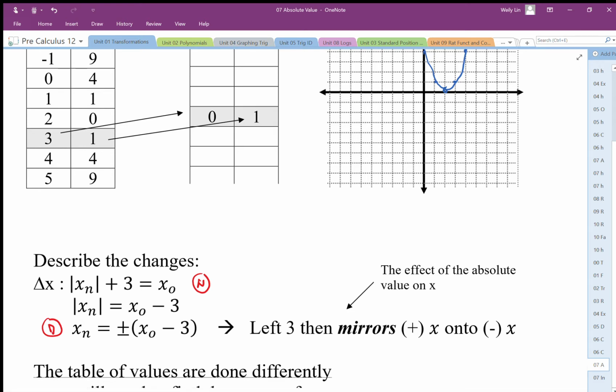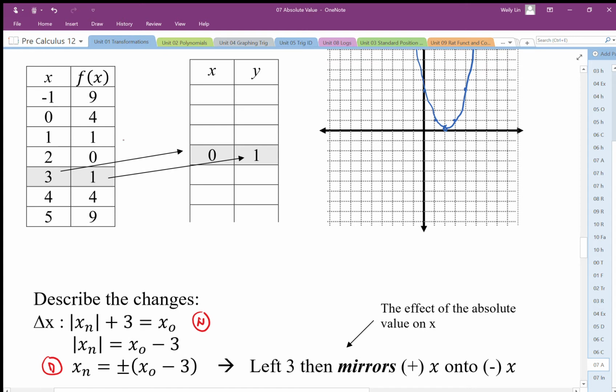So I need to first do my left 3. I'm going to move everything 3 to the left, so all the coordinates get shifted 3 to the left. Actually, maybe I should mention something here. I really want to know where my mirror point's going to be, because this is where I'm going to do my mirroring. So I need to know where that mirror point starts. Here is my negative 3, 1. It gets shifted left 3 and ends up at 0. This is now going to be the mirroring point, because when I do the plus minus, I need to know where the center is.